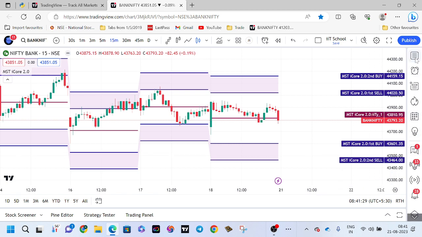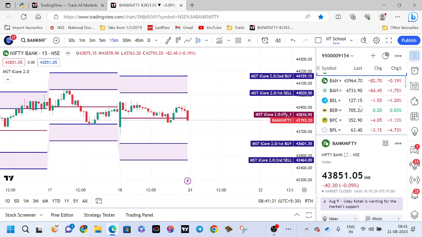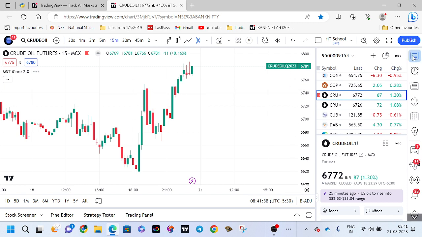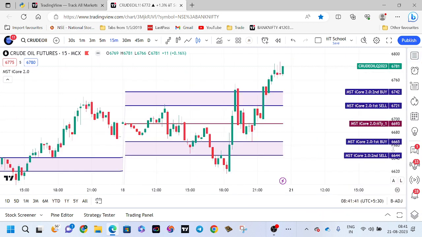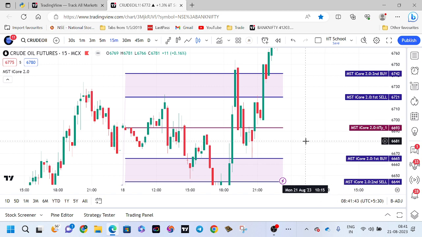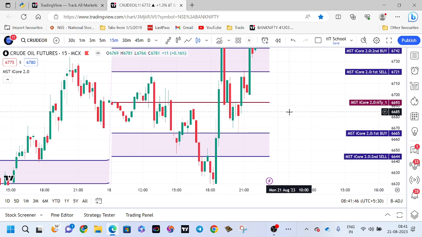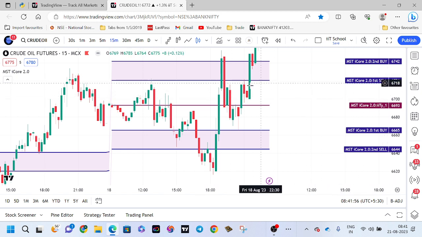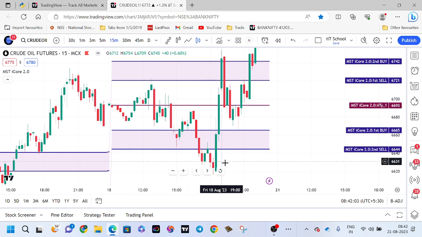Now coming back to our other scripts, in MCX we can see crude oil. What happened to crude oil yesterday? Let us see. We are always emphasizing, if buy is activated there is no sell, if sell is activated there is no buy. So don't forget this concept. Yesterday our sell entry was at 6721. See the high, 6723. So perfectly we got the sell entry and all the targets have been hit.